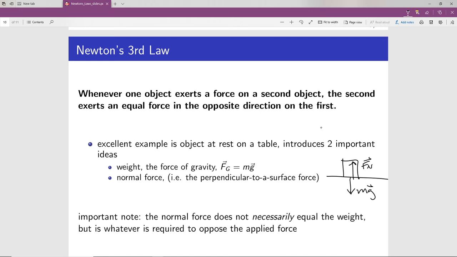One detail that we'll clarify here shortly, the normal force doesn't necessarily equal the weight, but you can think of it as the force that is perpendicular to the surface. Depending on the circumstances, for example, if you were pulling up on this object, it wouldn't equal the weight, but it would still be the force that is necessary to keep that object from falling down through the surface. So we will spend some time being more precise about these ideas, but this weight and normal force is a good example to think about when we're talking about Newton's third law.